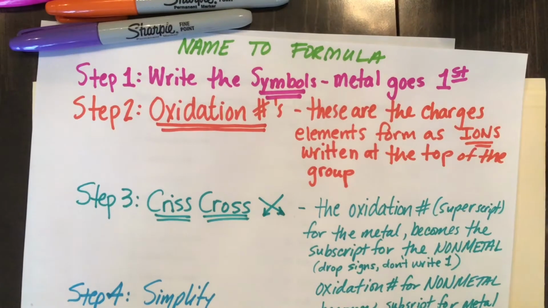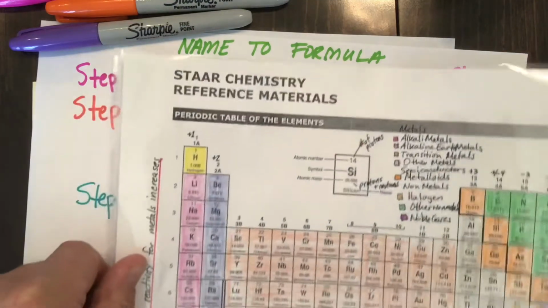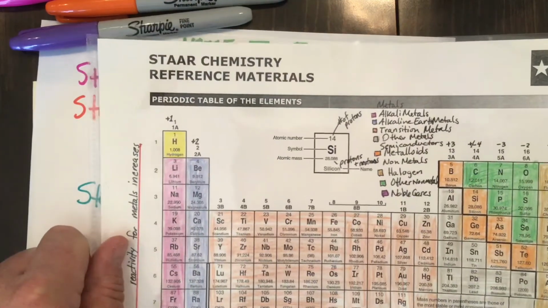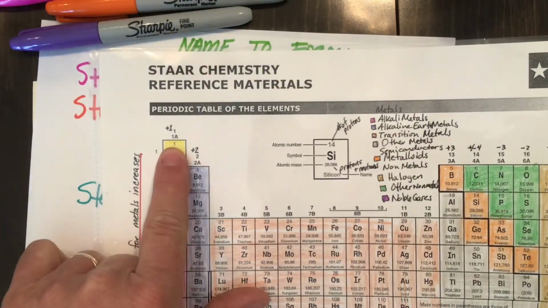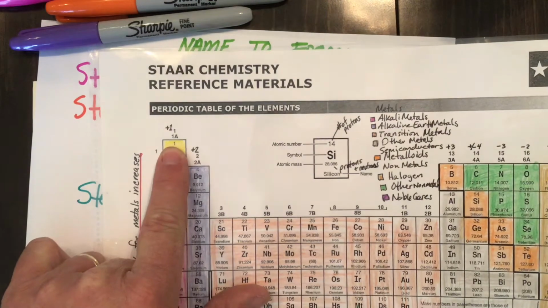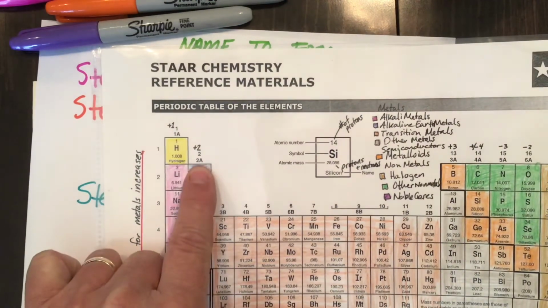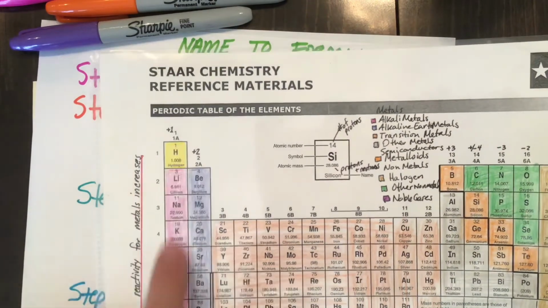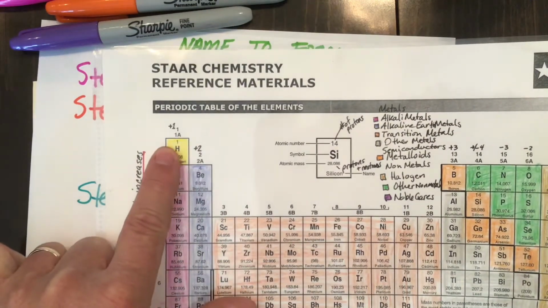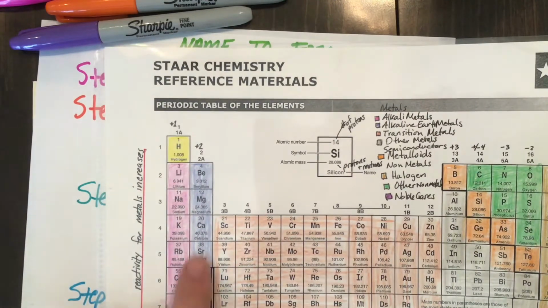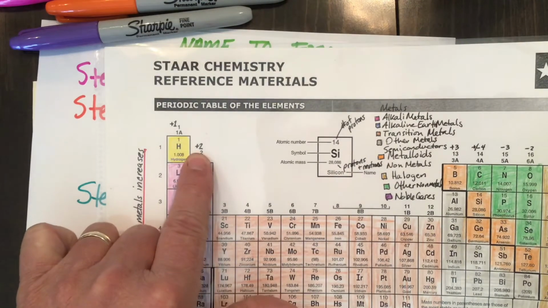This is the charge that an element makes when it becomes an ion. Remember, with ions, we're gaining and losing electrons. Metals lose electrons to form positive ions. This is why I told you guys you want to have this written on your periodic table. Above group 1, you want to put +1. Above group 2, you want to put +2. In other words, if you're in group 1, you're going to form a +1 ion. If you're in group 2, you're going to form a +2 ion.